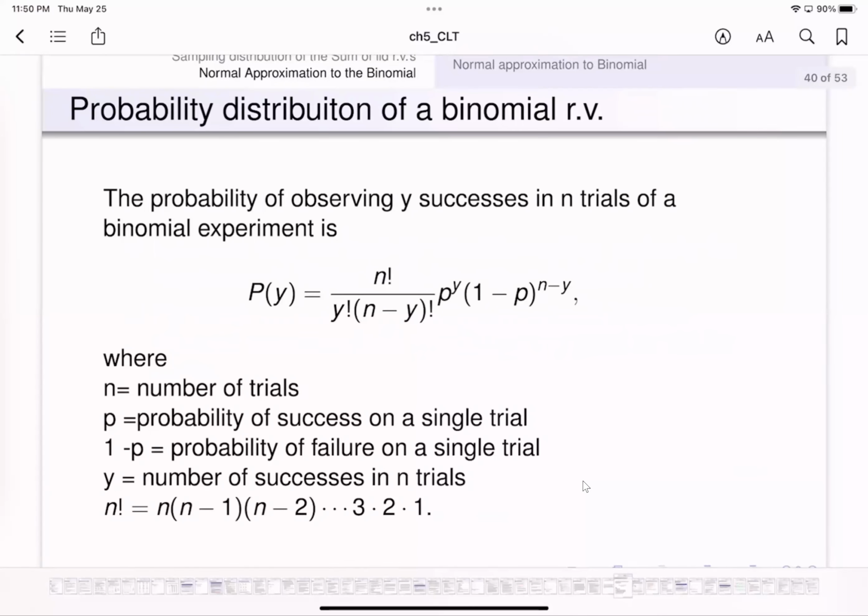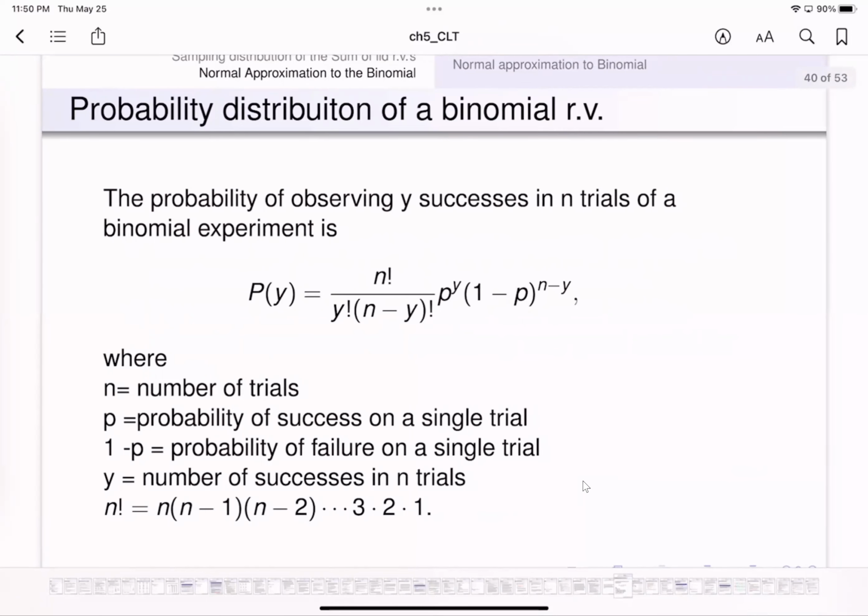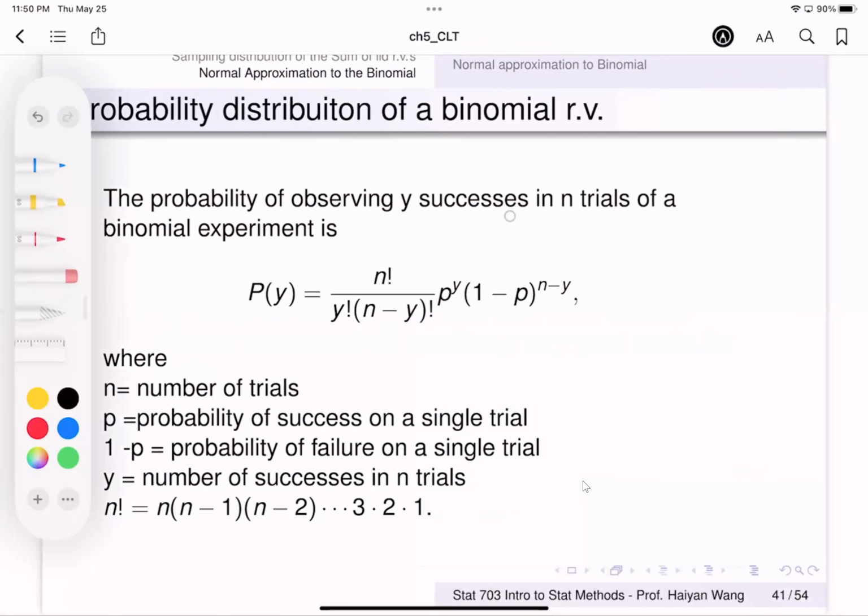The probability distribution of a binomial random variable is given by this formula. This is basically considering all those that are successes out of n trials. Let's say the number of successes is y, and the number of failures would be n minus y. Each of the successes has the probability p, and there are y of those, so p to the power of y. And we have n minus y failures, and we consider all of those, that will be 1 minus p to the power of n minus y.